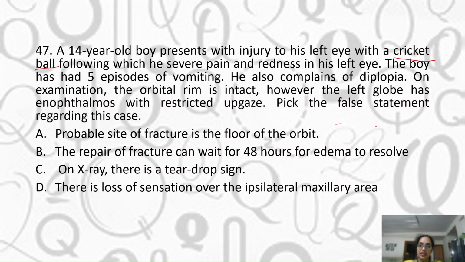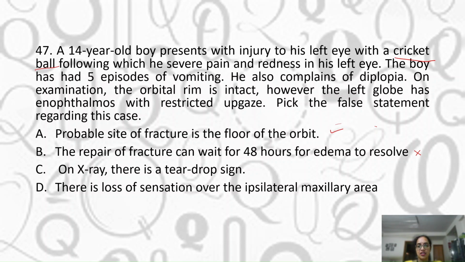Pick the false statement regarding this case. The probable site of fracture is the floor of the orbit. Correct. The repair of fracture can wait for 24 hours for the edema to resolve. No, the patient is very symptomatic here. He is having diplopia in primary gaze. So this is an emergent condition and the decision to operate should be taken fast.